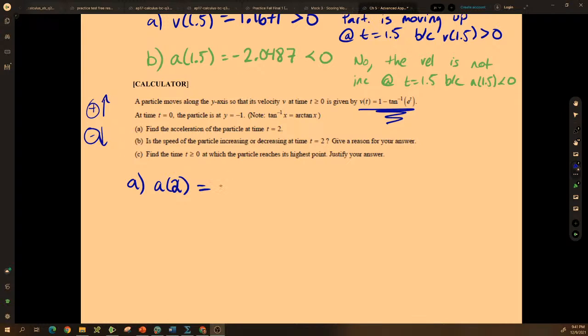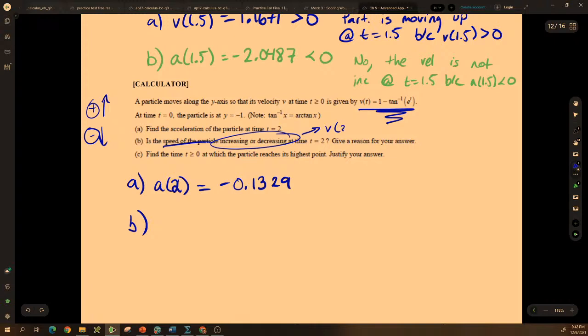So this is negative 0.1329. They didn't ask me anything about positives or negatives, they just asked me for the answer. B: is the speed of the particle increasing or decreasing? Remember, this is always check V of 2 and check A of 2. Check both signs. So I'm going to write in V of 2 equals.